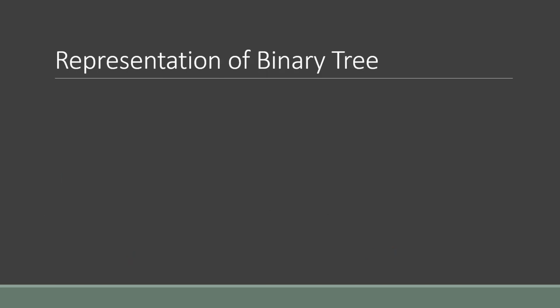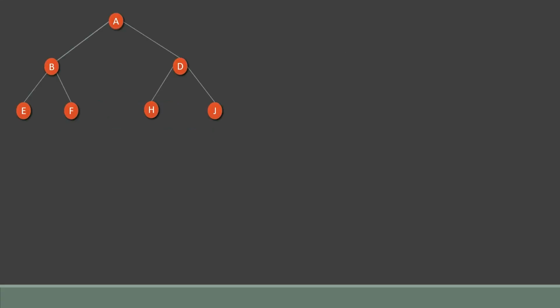So now let's see what are the different ways to represent a binary tree. The first one is using an array, the second is using a linked list. Now let's see how to represent a binary tree using an array. So I have a tree. So first I'll number each and every node of a tree from left to right as follows.